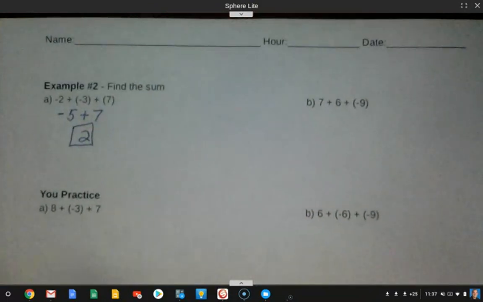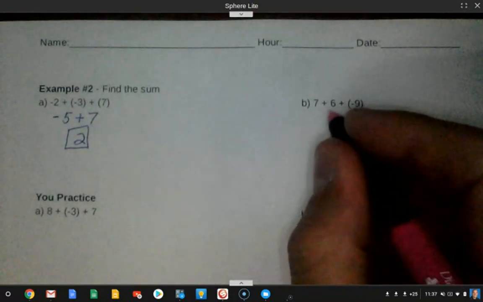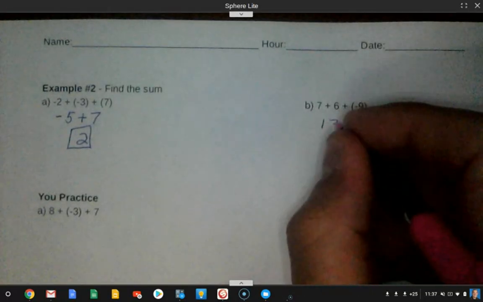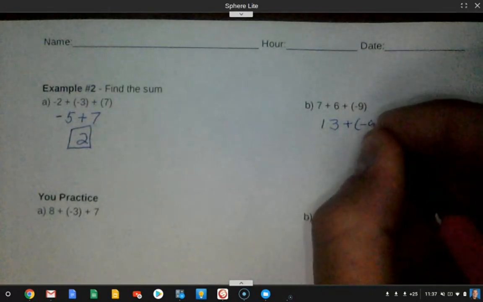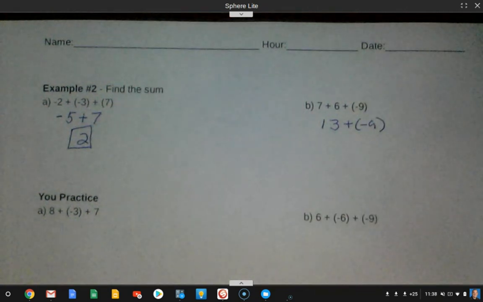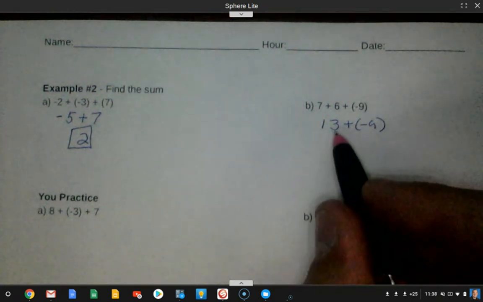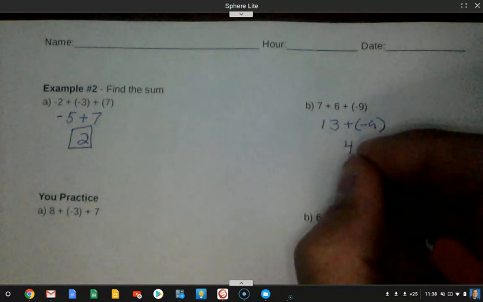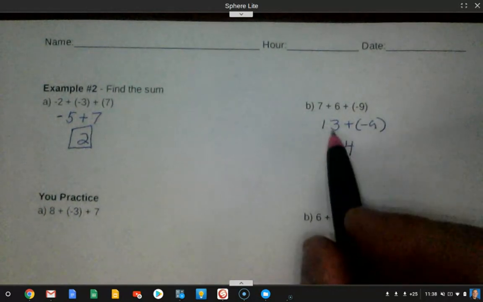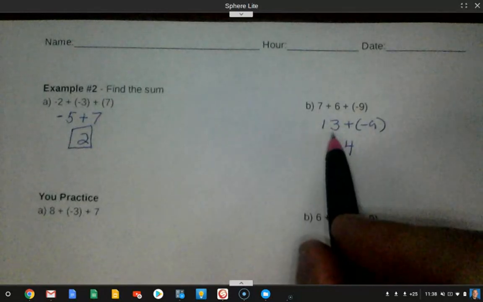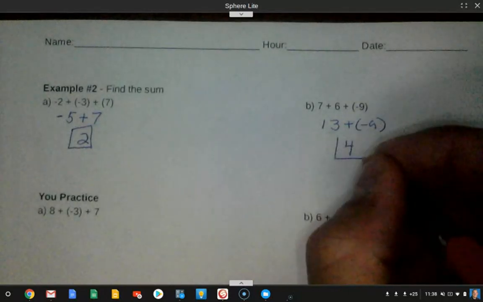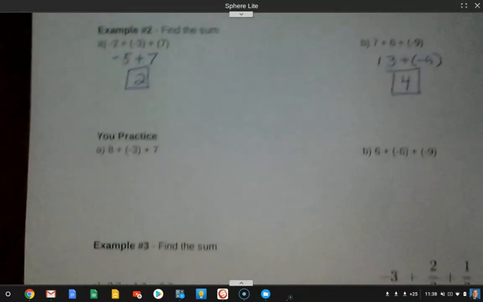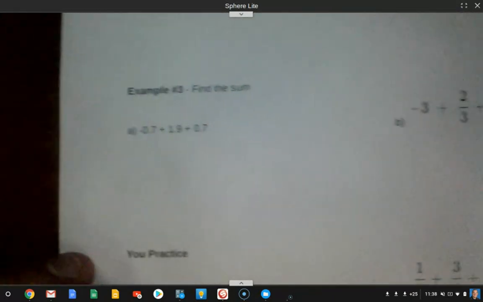Let's try letter B. We're going to do it in parts. I'm going to do the first two first. So 7 plus 6 is 13 plus negative 9. Different signs subtract. So we're going to take 13 minus 9, which is 4. Keep the sign of the larger number. Which one's bigger, 13 or 9? Obviously, that's going to be 13, so it's going to be a positive 4. Go ahead and try the U practice. And I'm going to move on to example number 3.